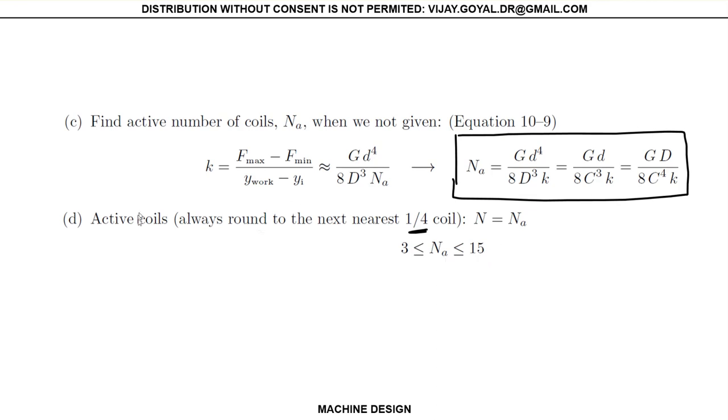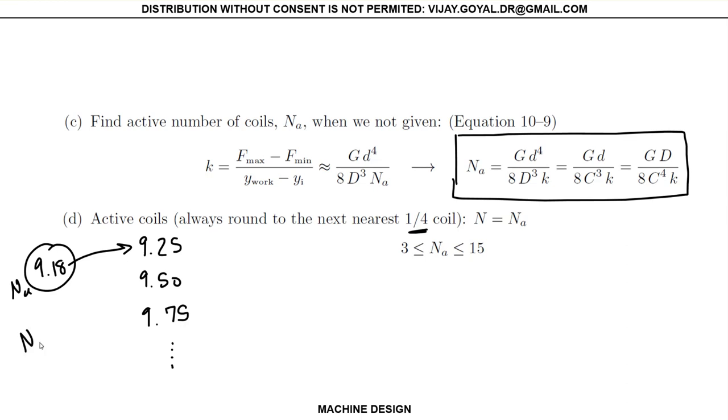So let's say, for example, what I mean by the nearest 1/4 is 9.25, 9.50, 9.75, etc. So let's suppose I had a coil count Na of 9.18. So the Na you will choose is the next one up. If I had, let's say, 9.53, then you choose 9.5. Okay, so this is how we actually work with the coils.